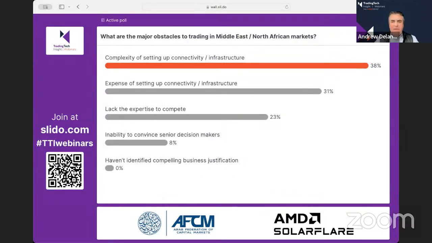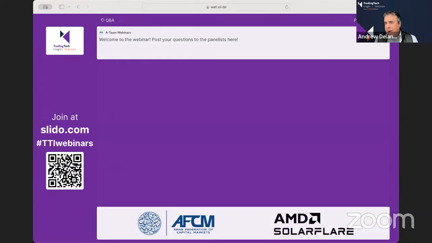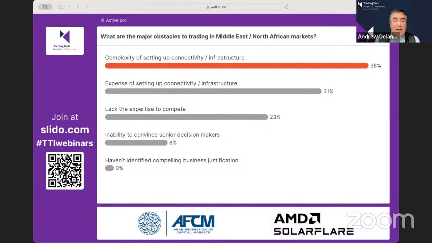That's what I'm hearing. Let's have a quick look at the poll results, because this gives us a bit of a view, and I think you both describe the blended nature of the marketplace. The poll results are really looking at the expense and complexity of setting up infrastructure in the region. Does this surprise anybody on the panel? Anyone? Any thoughts on this?